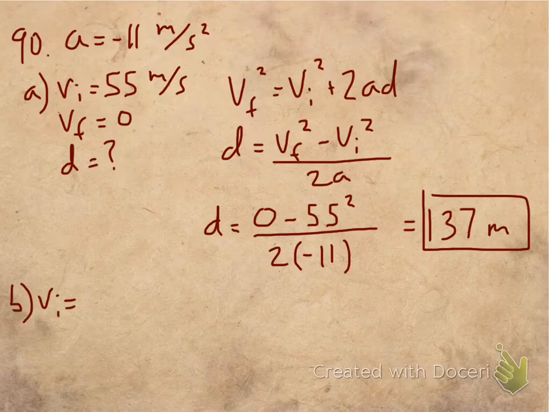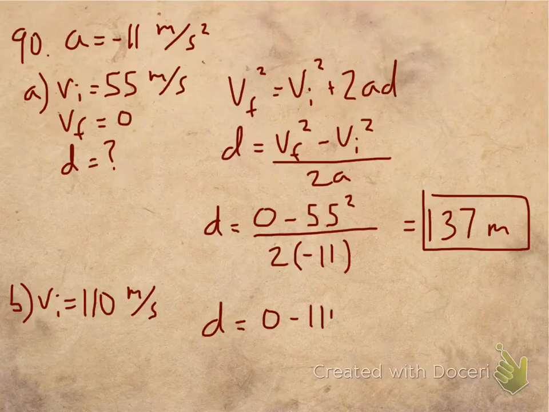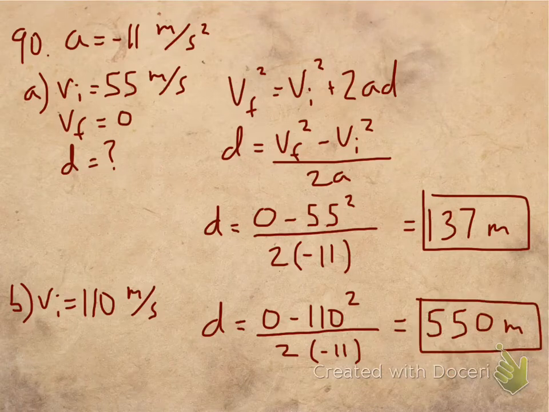For part B, it's asking how many meters it will take to stop a car going twice as fast. So I just doubled the VI there. 55 times 2 is 110. We're really using the same equation because we're solving for the same thing, the distance it would take to stop. And the answer is 550 meters.